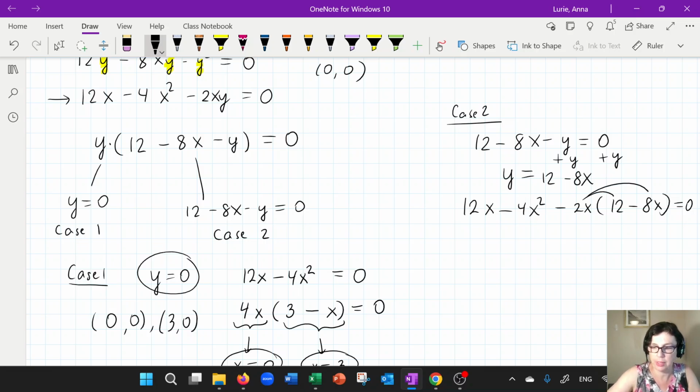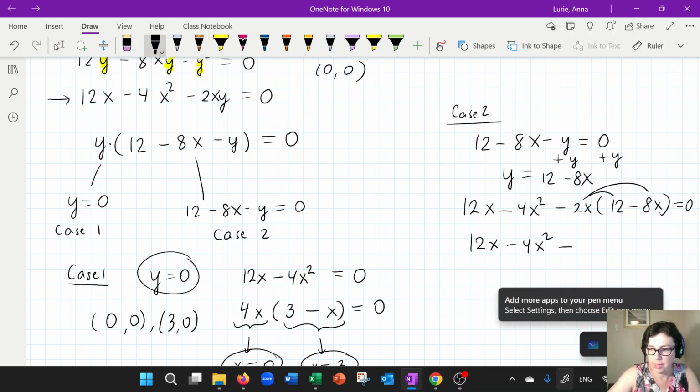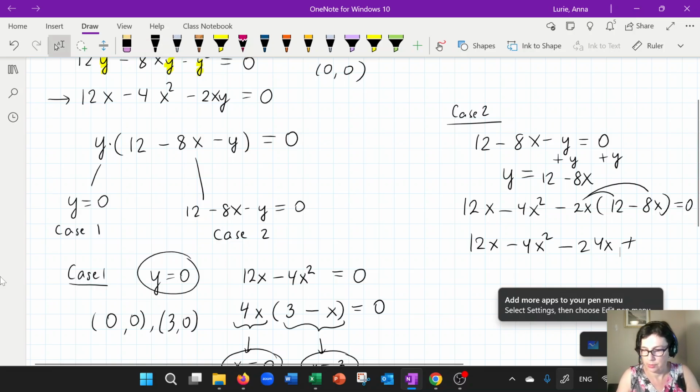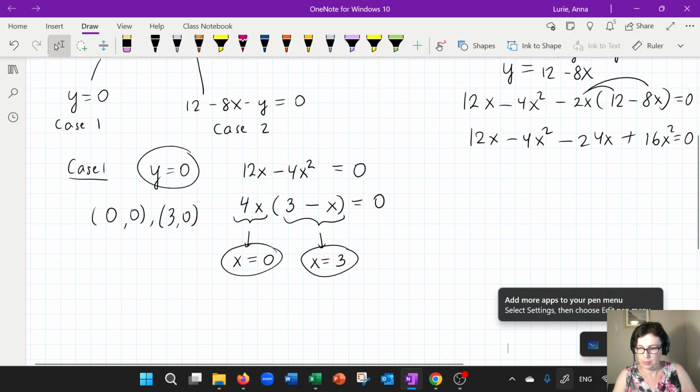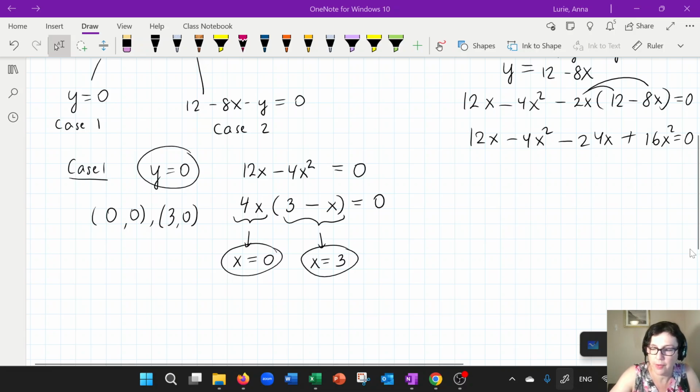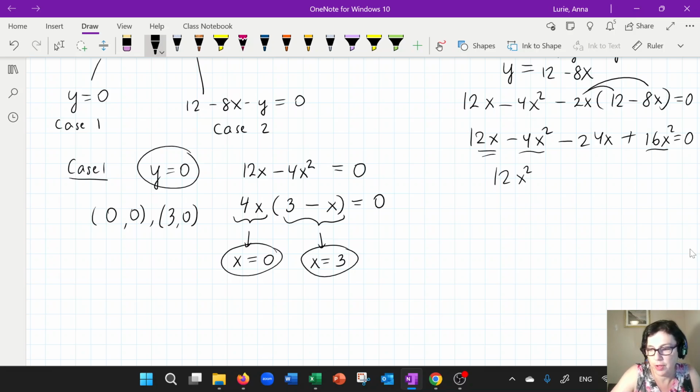So let's distribute that here. We've got 12x minus 4x squared, and then we have minus 24x, and then we have plus 16x squared equals 0. So let's see if we can collect like terms. Here we have negative 4x squared plus 16x squared, that's 12x squared. And then we have 12x minus 24x, that's minus 12x equals 0.